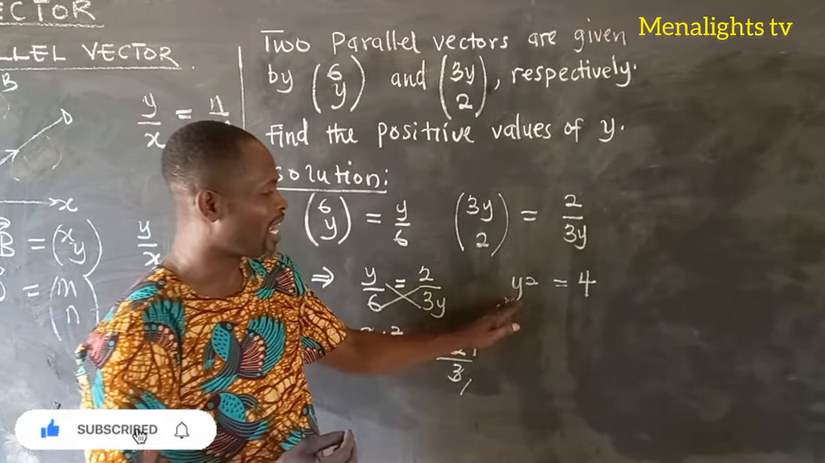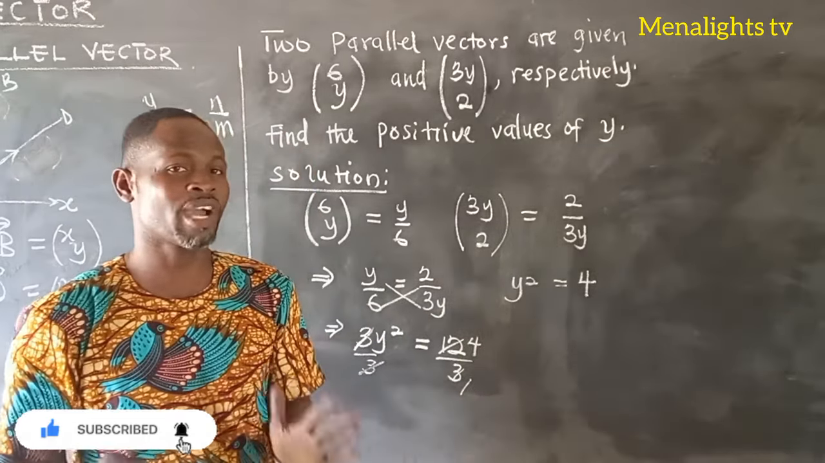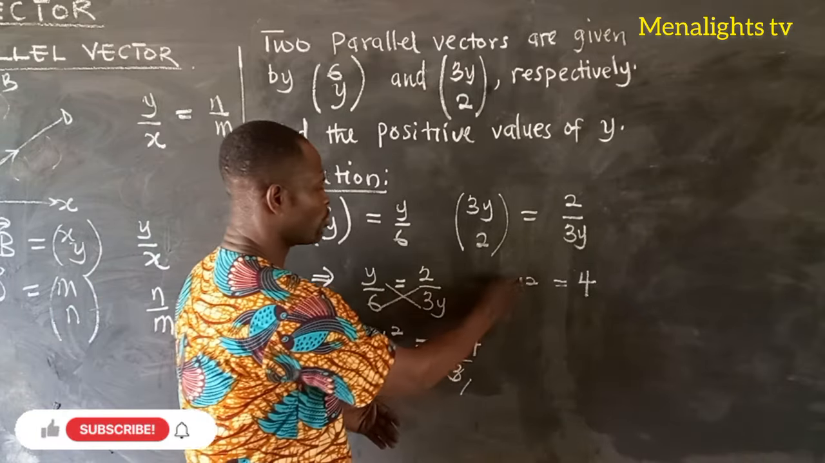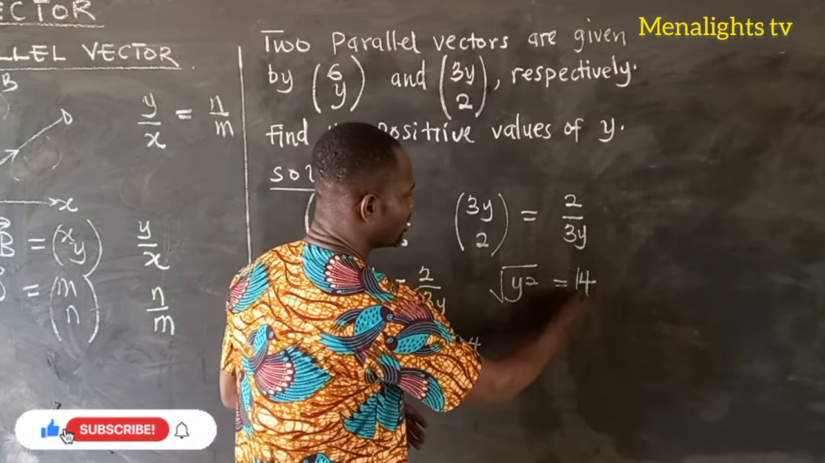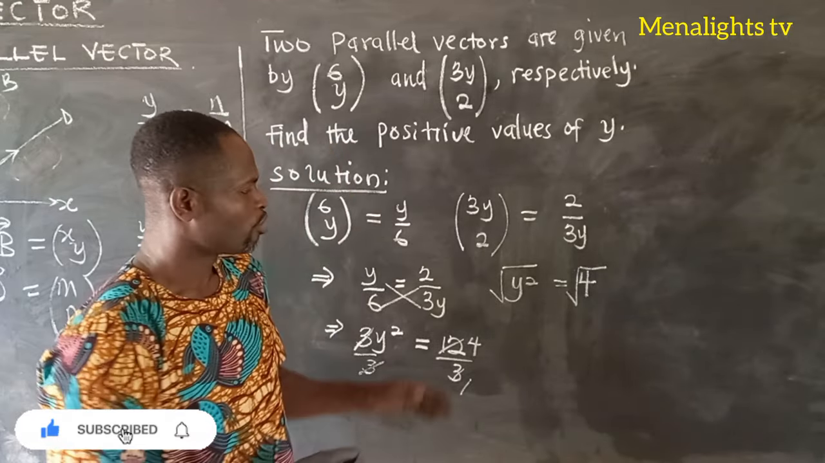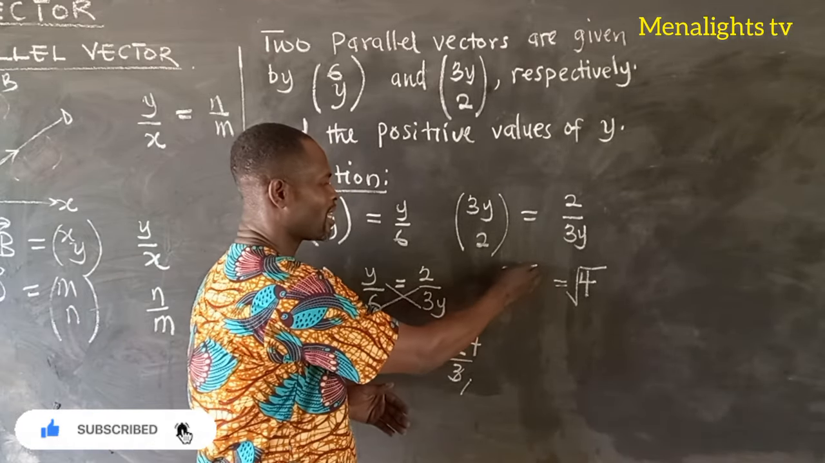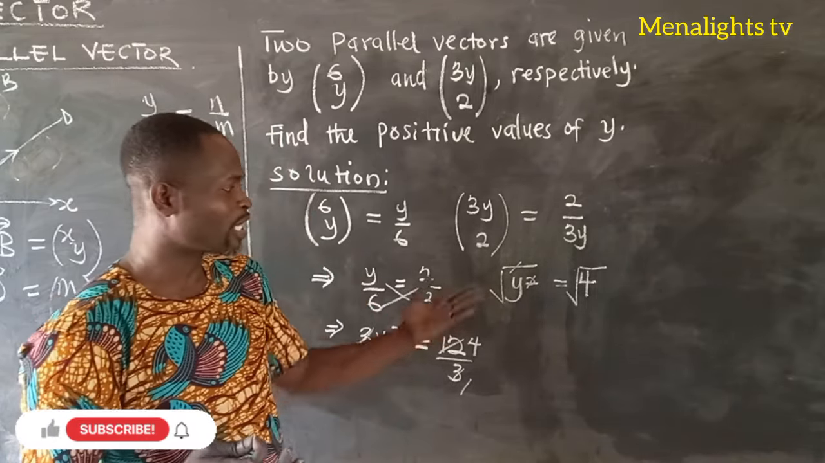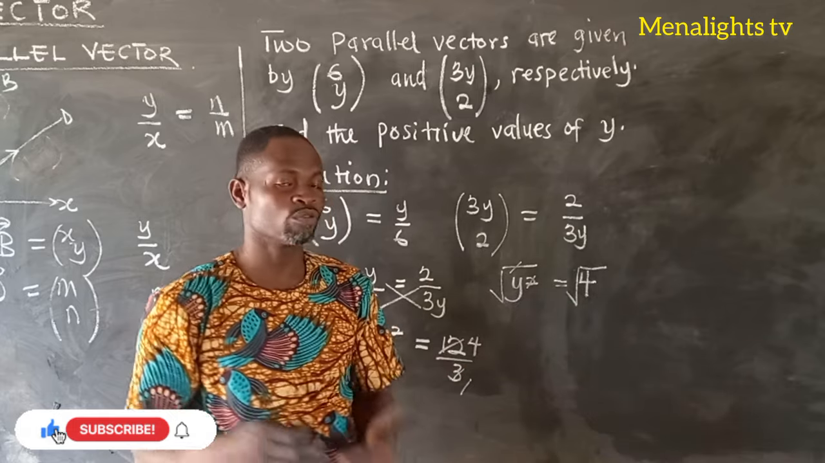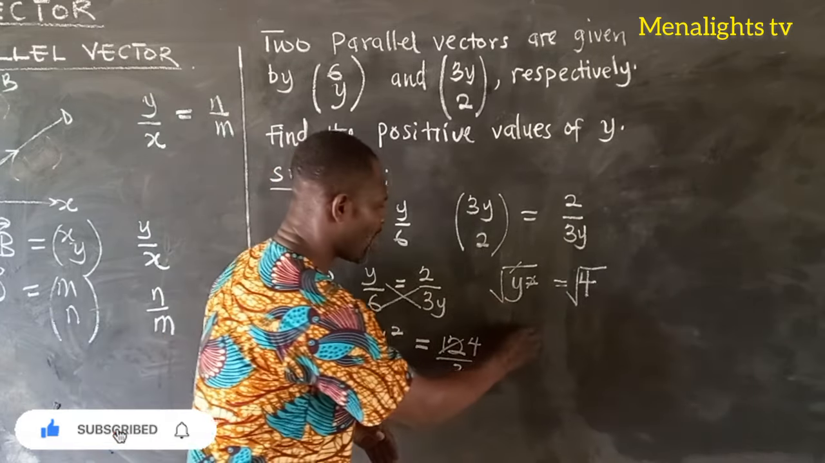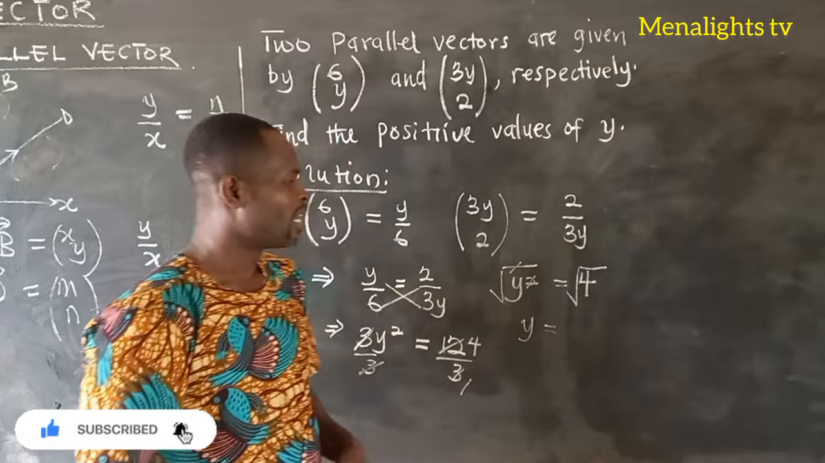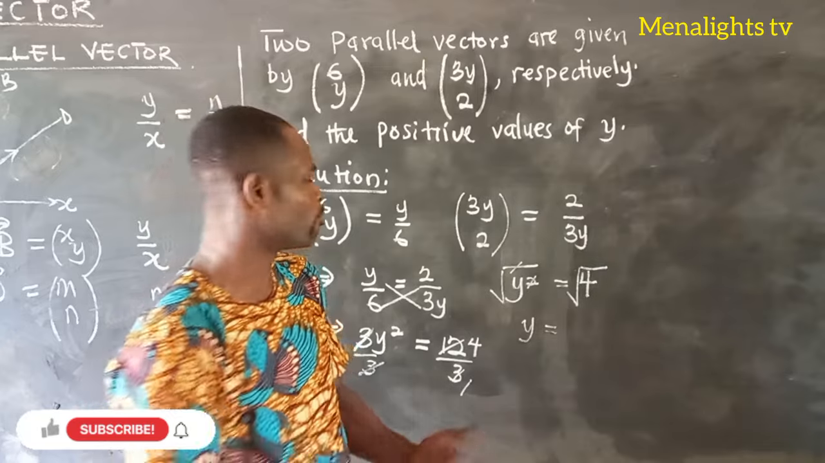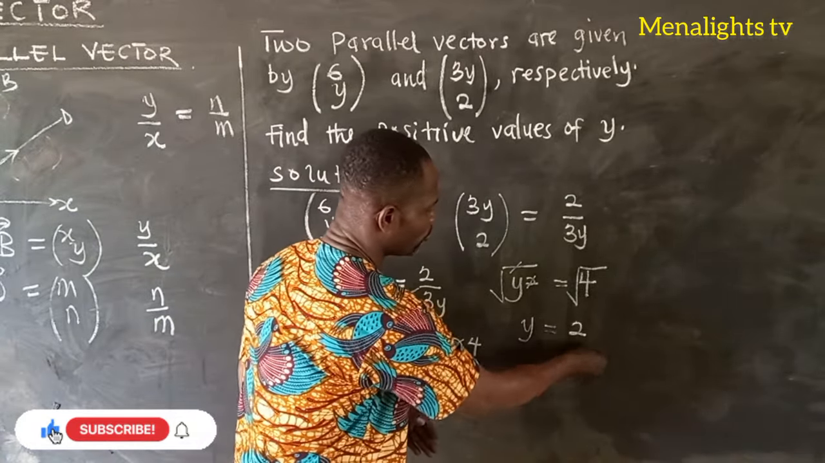Since we are looking for y, not y squared, we have to find the square root of y squared and also the square root of 4. Here the square root cancels the square, since the square root is the same as exponent half, and exponent half times exponent 2 will give us 1. So that means our y is equal to the root of 4, which is 2. So y is equal to 2.